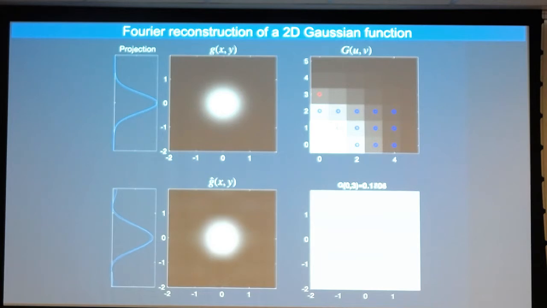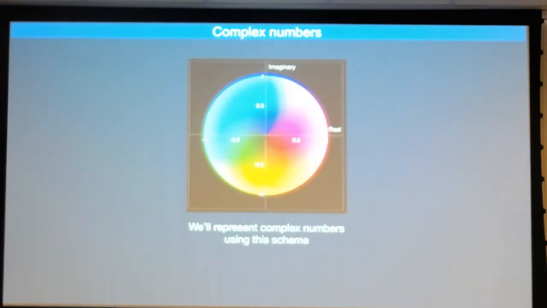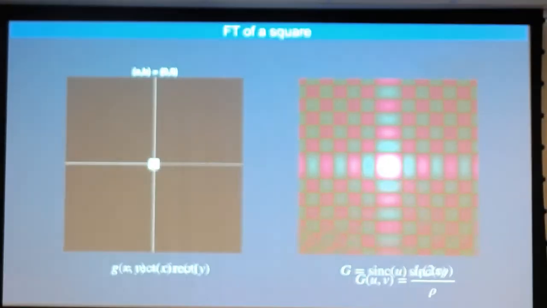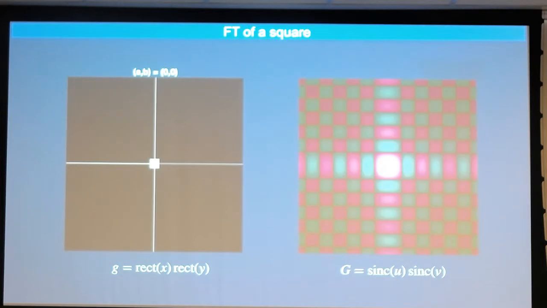I'll show you how this works. The 2D Fourier transform is the same kind of thing. We just integrate over two space variables, we get two frequency variables out, and we have a complex exponential. And we'll represent complex numbers using this scheme again. So for example, here's the equivalent of our rect function: we get a product of two sinc functions if we start out with two rect functions.